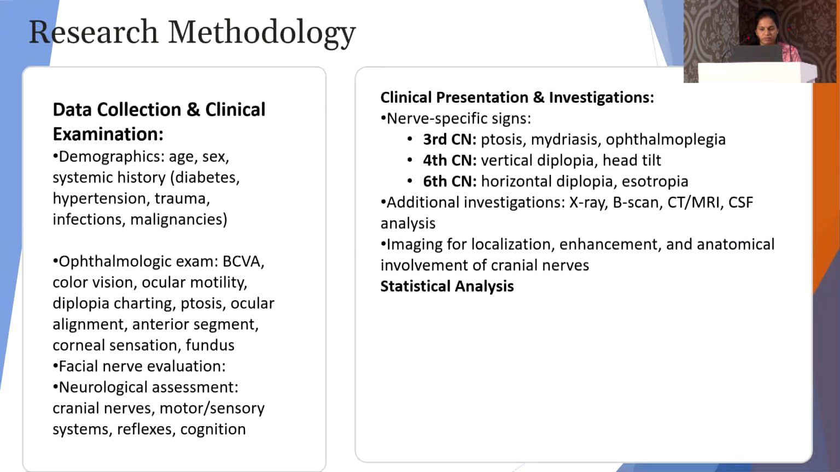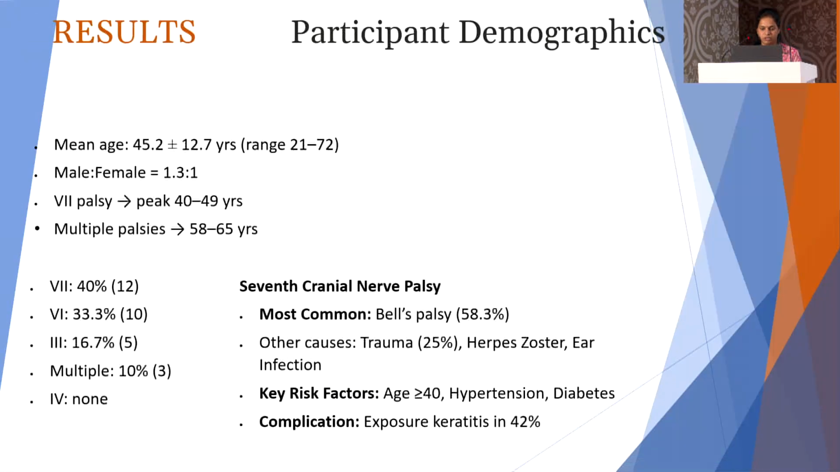Here we noted third nerve ptosis and mydriasis as signs and symptoms, fourth nerve vertical diplopia and head tilt, and in sixth nerve horizontal diplopia and esotropia. Additional investigations where applicable were X-ray, B-scan, CT, MRI, and CSF analysis, with imaging of localization, enhancement, and anatomical involvement, and statistical calculation were done.